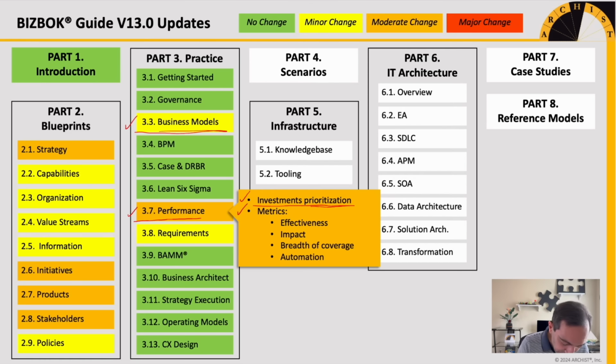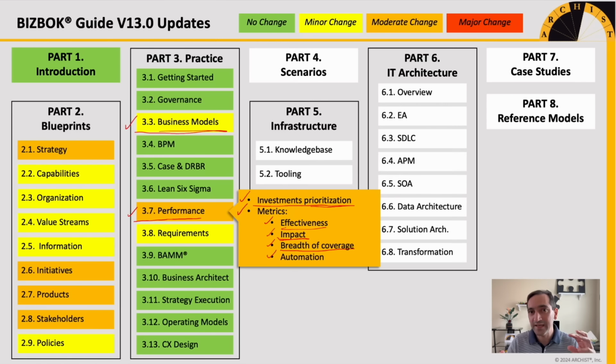And there have also been a few adjustments to the 4 main metrics that we use for performance measurement. Those are the effectiveness, and that refers to the heat mapping that we do on a set of capabilities or value stream stages, and the breadth of coverage.